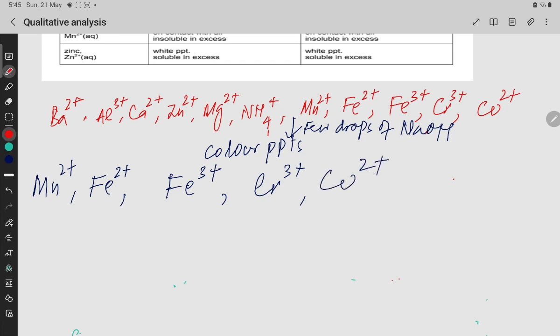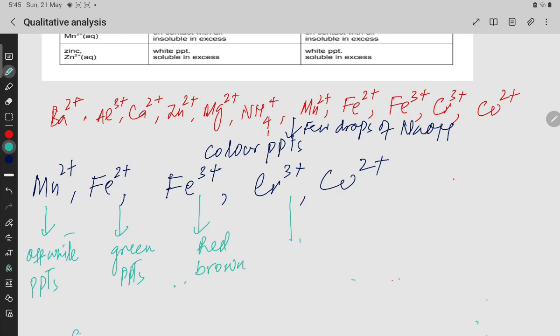So we know the colors of these ions. Manganese forms off-white precipitates, iron 2 forms green precipitates, and if red brown precipitates, it contains iron 3 ions, and if again green precipitates, it is chromium ion, and copper ions have blue precipitates.